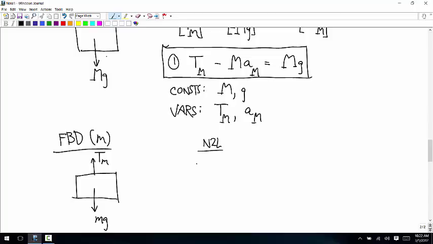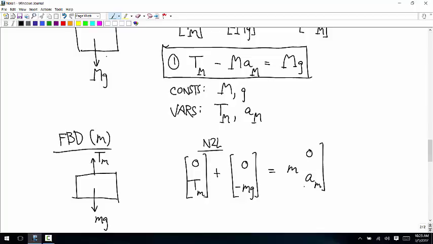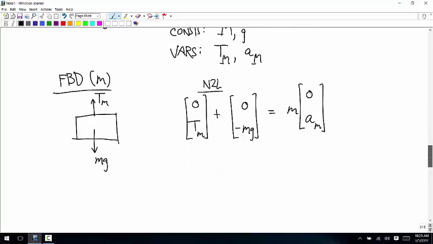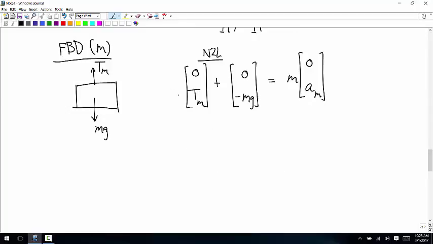And so Newton's second law says 0, T sub m, plus 0, negative mg, is equal to little m times the acceleration vector 0, a sub little m. The x equation doesn't help. The y equation gives us that T sub little m minus little m a sub little m is equal to little m g.